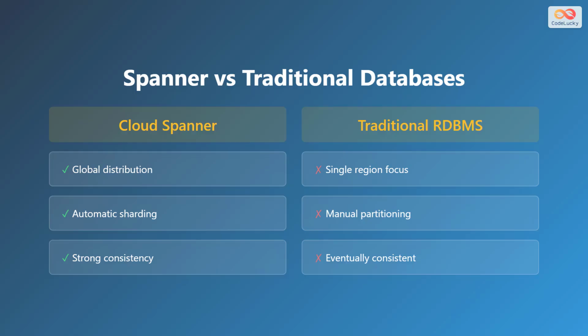Let's compare Cloud Spanner with traditional relational database management systems. Cloud Spanner offers global distribution out of the box, while traditional databases typically focus on single-region deployments. Cloud Spanner provides automatic sharding that handles data distribution for you, whereas traditional systems require manual partitioning and complex setup. Most importantly, Cloud Spanner maintains strong consistency globally, while traditional distributed databases often settle for eventual consistency, which can lead to temporary data inconsistencies.